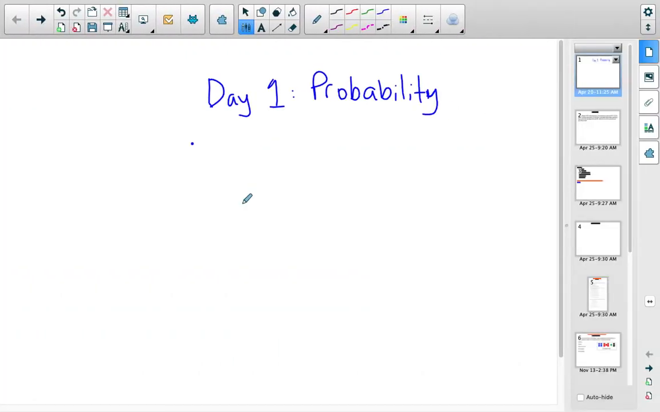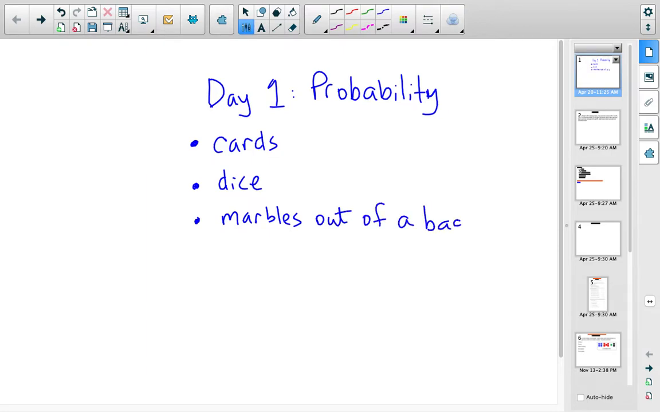Okay, so good morning. We are going to start a new unit today on probability. And we see a lot of these probability examples, maybe with cards or rolling dice, or sometimes drawing marbles out of a bag. These are the most common times that we see probability show up on standardized tests.